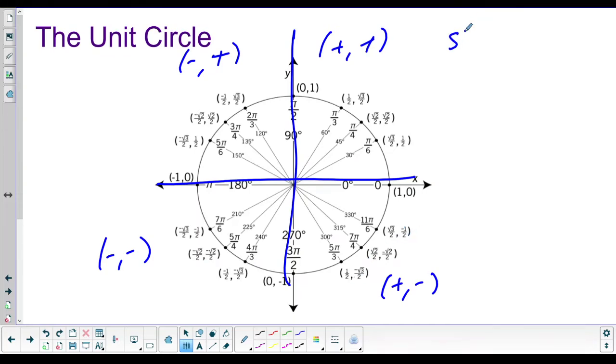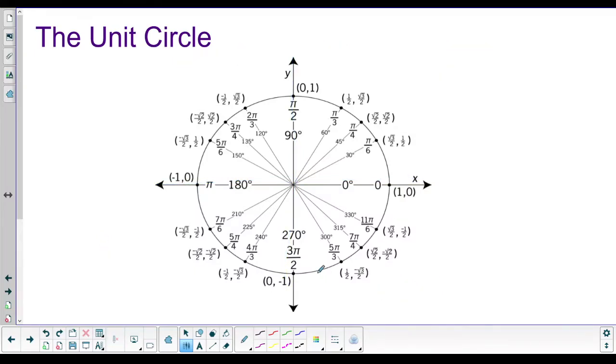And you should know that sine tells you the y piece of these ordered pairs. Cosine tells you the x piece. Cool. So there's some stuff about your unit circle. You should have it memorized. It's useful. It helps you get answers very quickly.